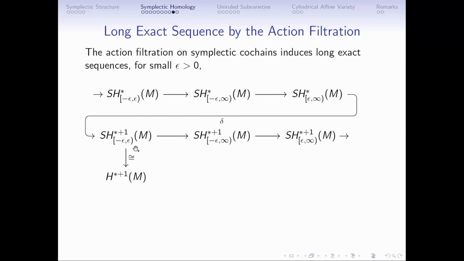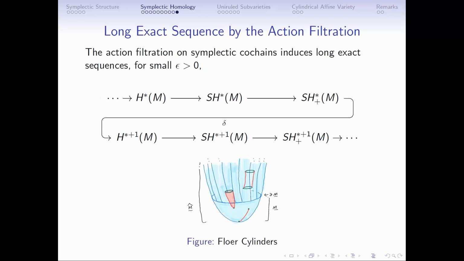And the very small part is actually isomorphic to the singular homology of our manifold. And then we have a long exact sequence connecting the positive part of symplectic homology to the constant orbits, like our singular homology or Morse homology of our manifold. So this connecting delta map connects non-constant orbits to constant orbits.